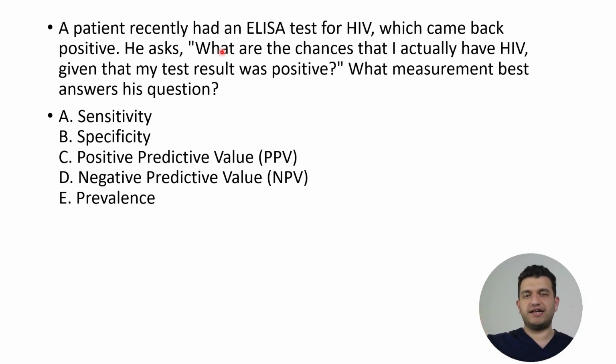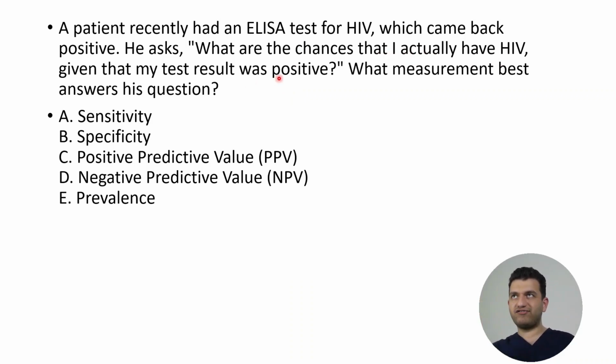So what metric answers his question? Don't rush it. When the statement that they give you, the question that the patient asks, mentions the result of the test, it says the test is positive, the test is negative, he is referring to a predictive value. He said the test is positive, that's the positive predictive value. He said it's negative, that's the negative predictive value. Why? Because if you turn his question into an equation, he basically says, what are the chances that I actually have HIV, given that my test is positive?